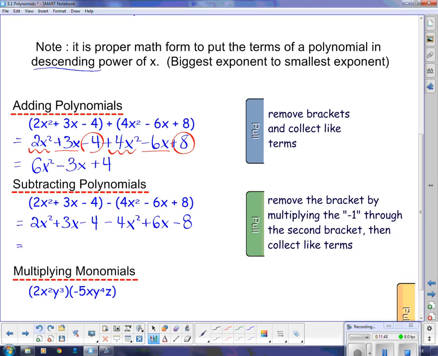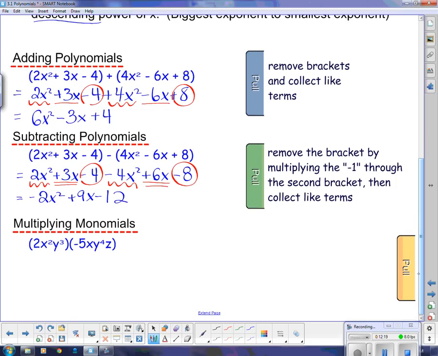And now we have to collect like terms. So I'm going to try and go through this fairly quickly. 2x squared and negative 4x squared gives us a negative 2x squared. The positive 3x and the positive 6x give us a positive 9x. And the negative 4 and the negative 8 give us negative 12. The next thing we're going to review, multiplying monomials.